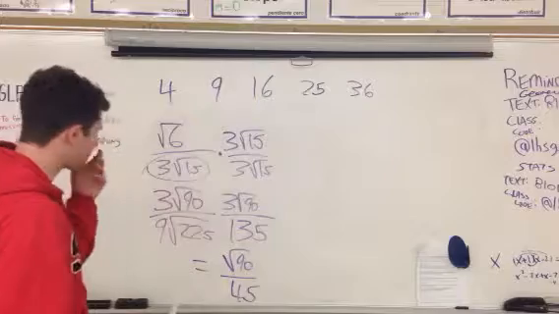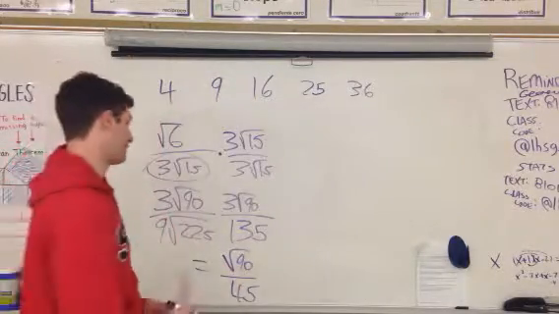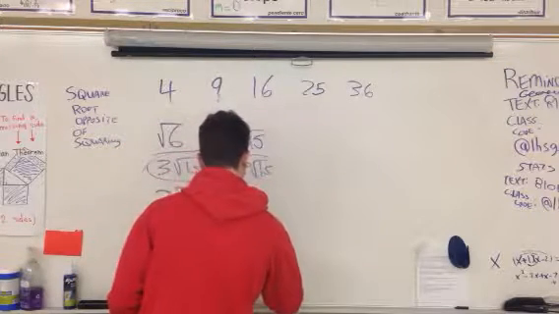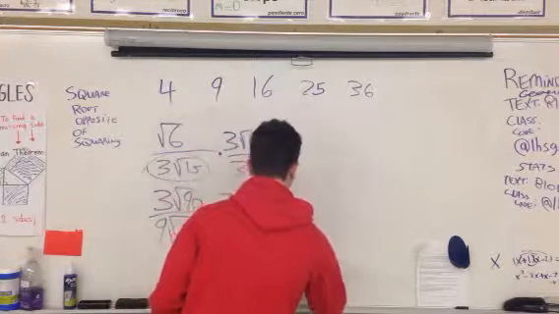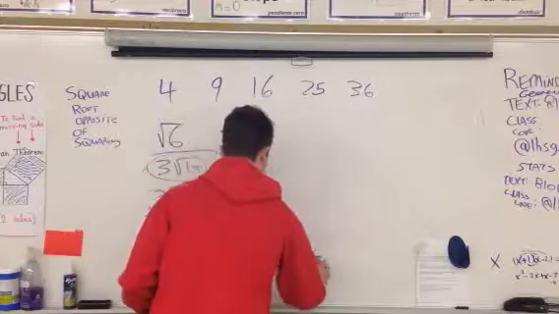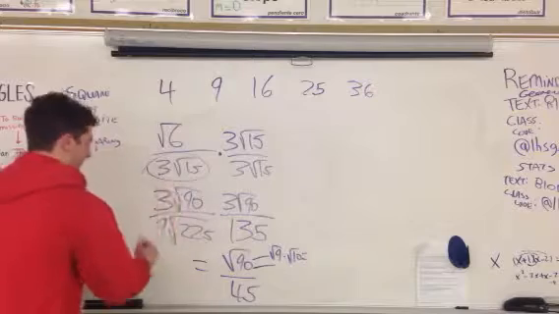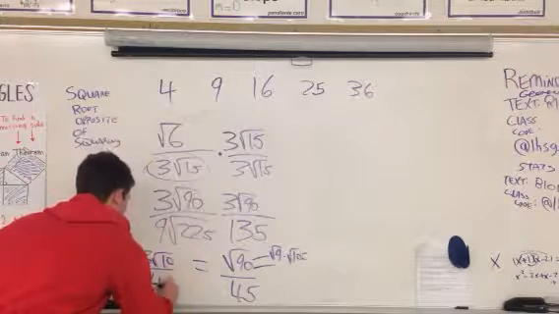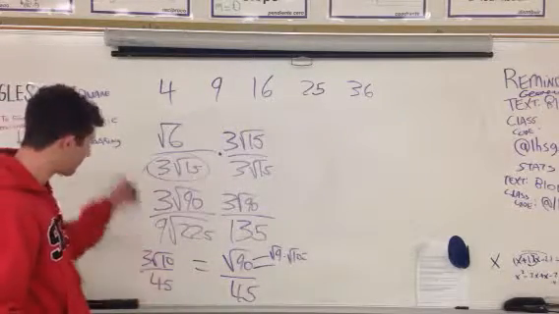Okay, well, are we done? Almost. The square root of 90 is not simplified. So this becomes the square root of 9 times the square root of 10. So this is equal to 3. I'll write my final one over here. 3 square root of 10 over 45. And so right here, 3 square root of 10 over 45.